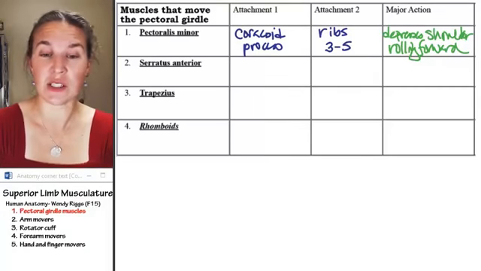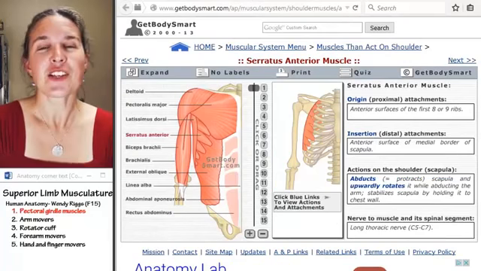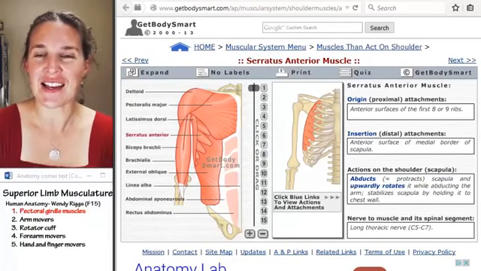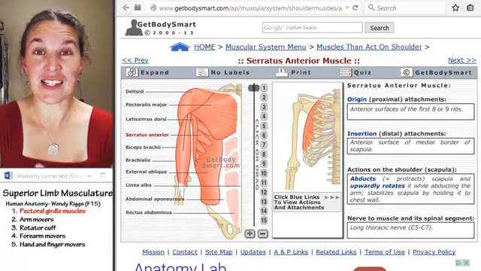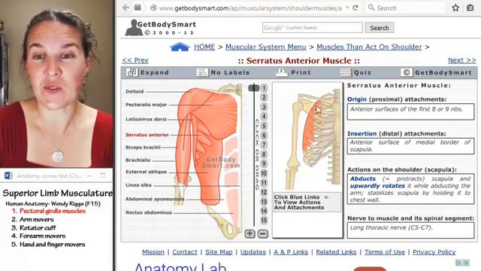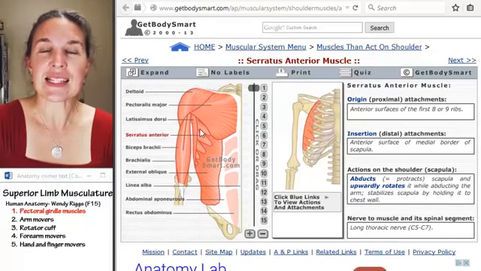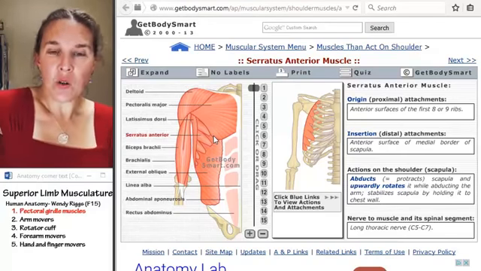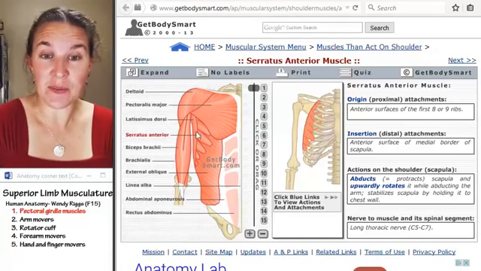Okay, the next one we want to look at is serratus anterior. So let's go take a look at that guy. Serratus anterior has serrated edges on the anterior portion of the muscle. If you see it right here, it's a deep muscle. It wraps all the way around. It attaches to ribs on the anterior surface, and it gives you this serrated look.